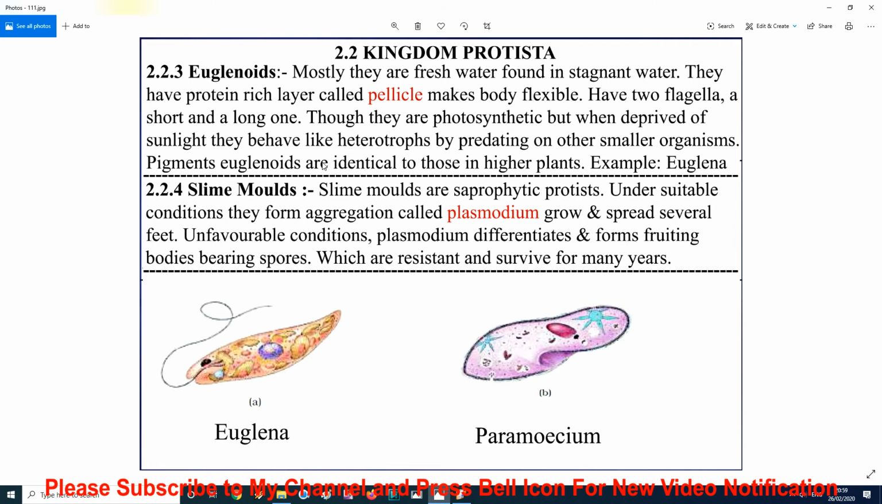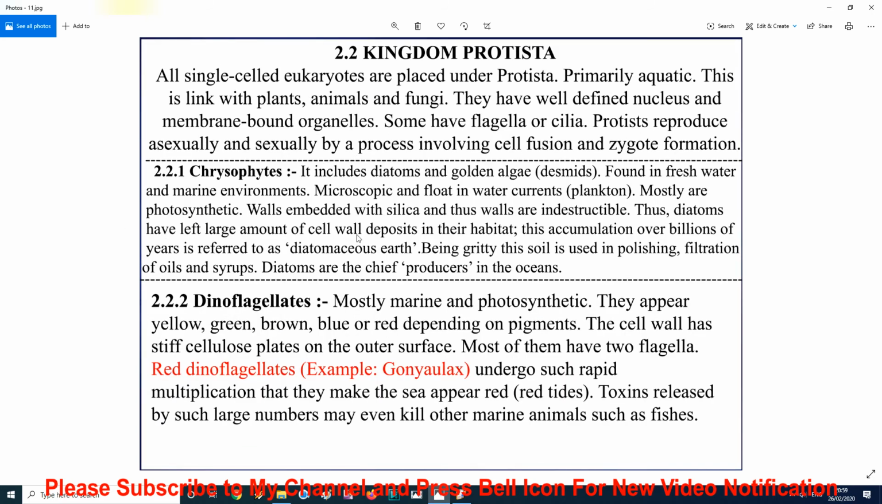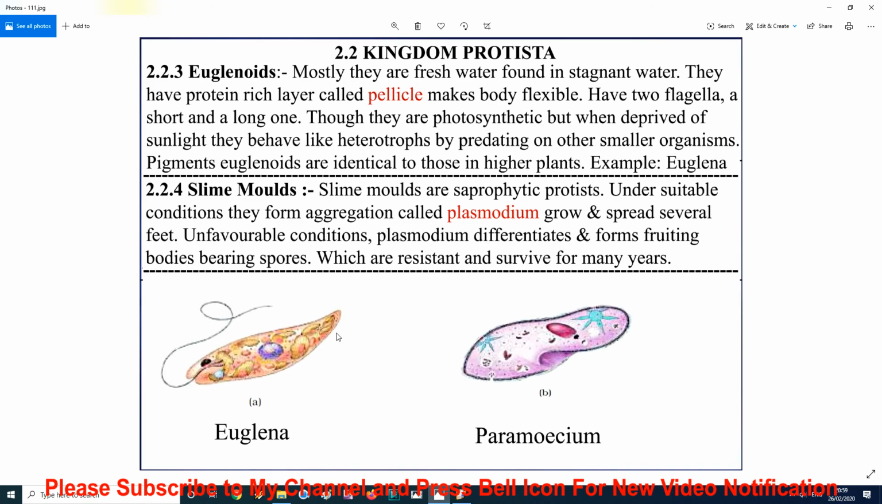We saw earlier that chrysophytes and dinoflagellates are both plant-like Protista. This is called euglenoids. And this fourth one is the slime mold, meaning fungi-like Protista. Slime molds are saprophytic Protista, because the saprophytic property is related to fungi.